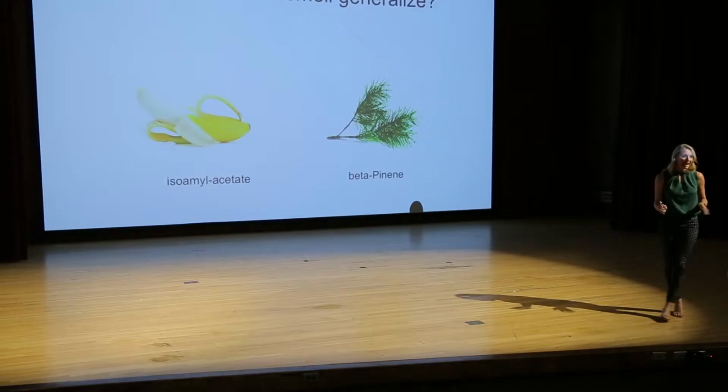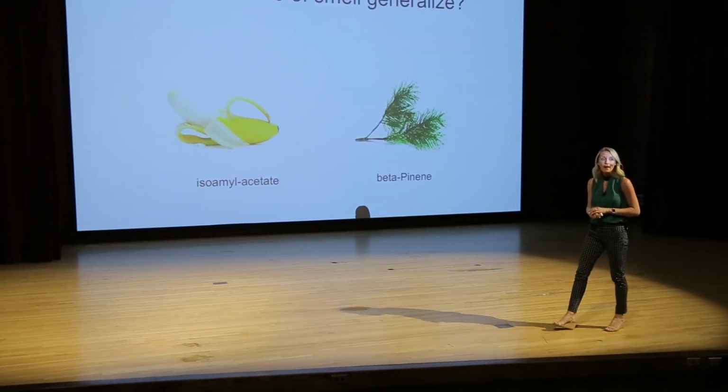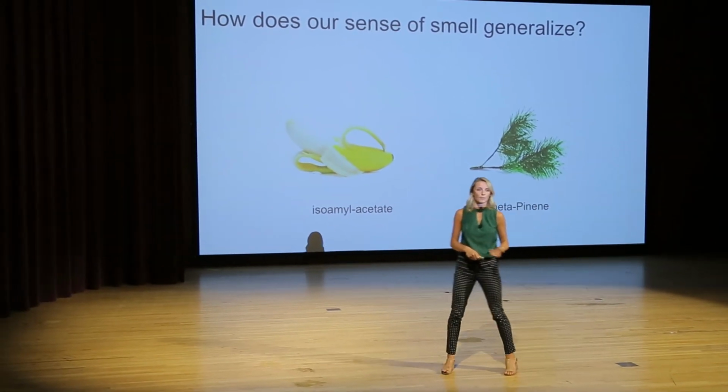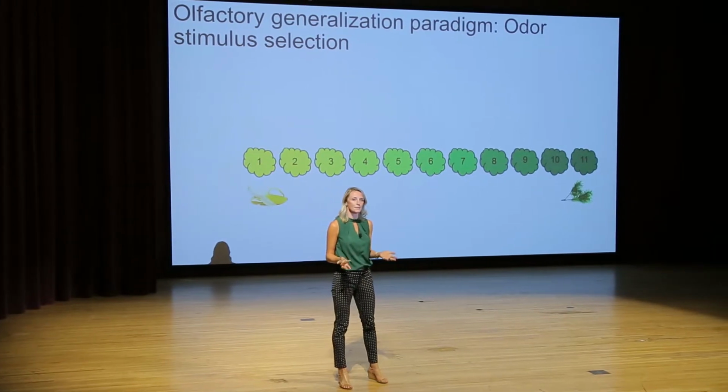And I'm doing so by using isoamyl acetate, which just smells like banana, and beta-pinene, which is a fancy word for an odor that smells like pine. And I'm pairing these with aversive outcomes to study generalization in the human brain. So the first thing that we did when healthy human subjects came into our lab is create 11 equally spaced odor mixtures, ranging from pure pine to pure banana.